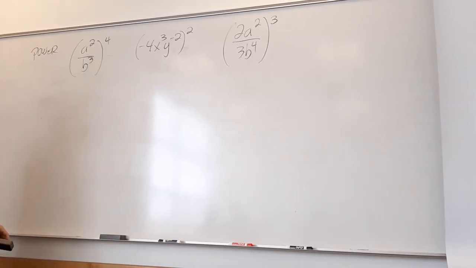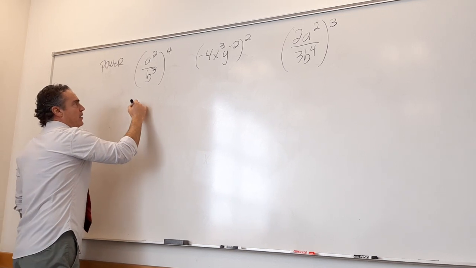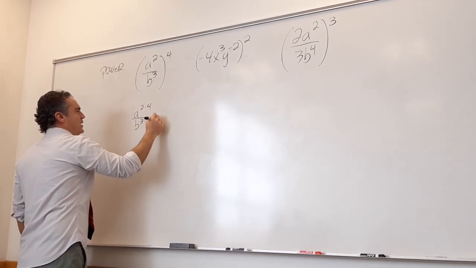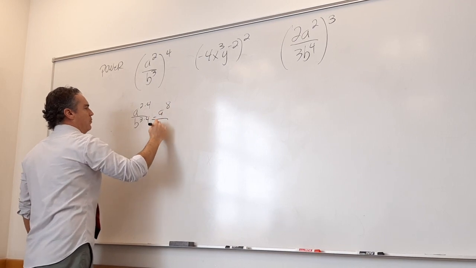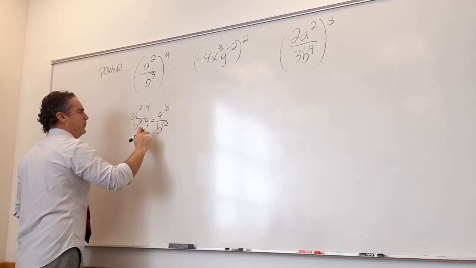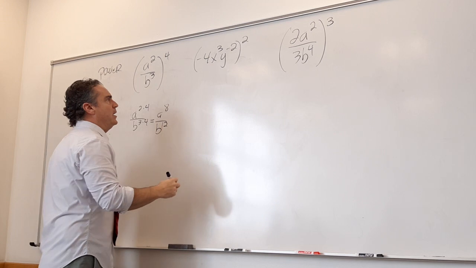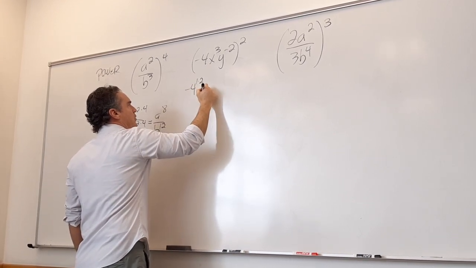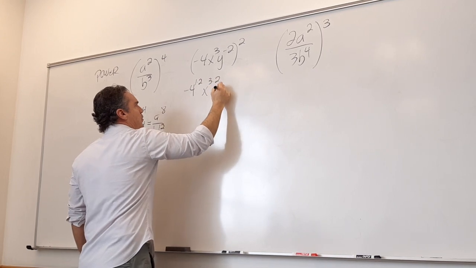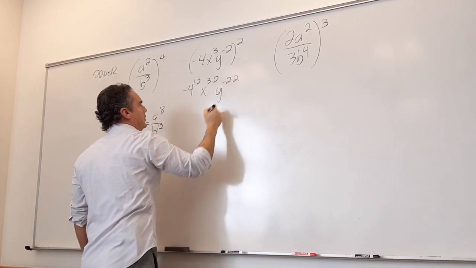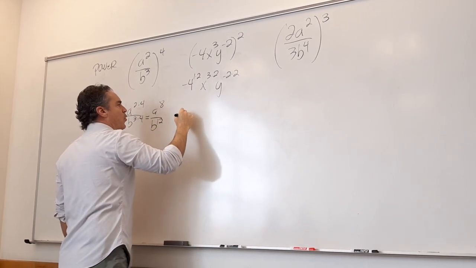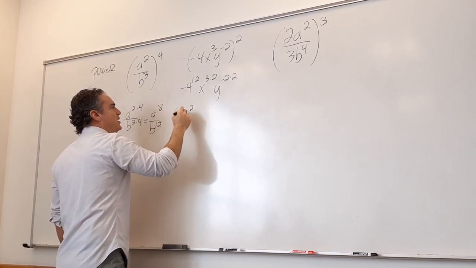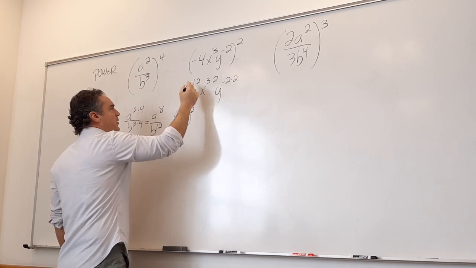All eyes up here. Everything in the parentheses receives the power. a to the 2 times 4 over b to the 3 times 4 equals a to the 8th over b to the 12th. Okay, cool? This one right here, this is going to be negative 4 to the 1 times 2, x to the 3 times 2, y to the negative 2 times 2. It's going to be negative 4 squared, right? And it's going to be negative 4 squared because everything in the parentheses is receiving the power.